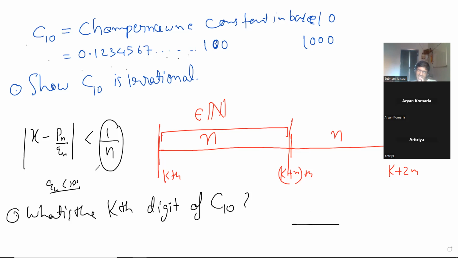Because you get only finitely many numbers if you keep qn less than 100, and the values of pn cannot vary too much, and they have to be close, so that will not work. So qn has to certainly get larger and larger, but can you make qn less than 10 to the power n or something like that, as a function?